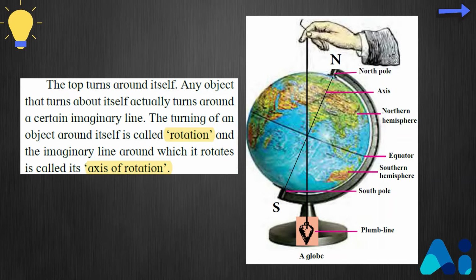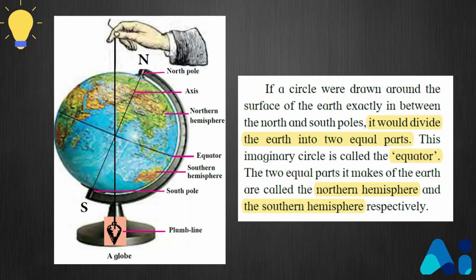and it's a bit inclined. Now you can also notice there is a center line, the line in the middle, that cuts this globe into half, the upper half and the lower half, and that makes the northern hemisphere and the southern hemisphere. So the imaginary line that would divide the Earth into two parts, that's the equator, and the two equal parts are the northern hemisphere and southern hemisphere respectively.